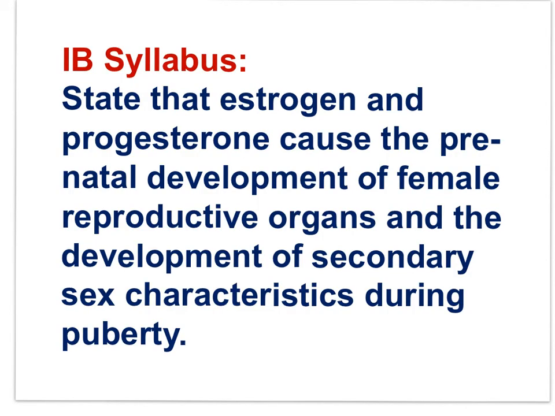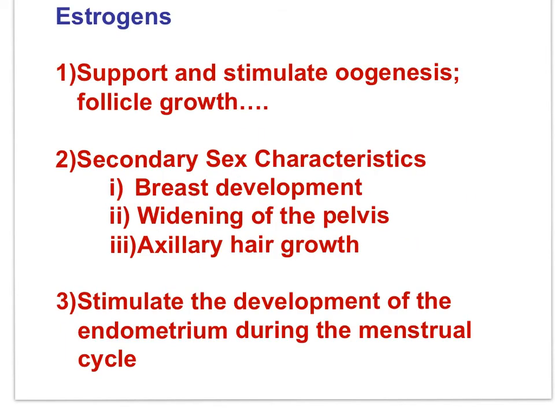Can you state that estrogen and progesterone cause the prenatal development of female reproductive organs and development of secondary sex characteristics during puberty? In fact, estrogen has 3 roles, 2 of which I've already mentioned, but the development of secondary sex characteristics must be added. The secondary sex characteristics are breast development, widening of the pelvis, and axillary hair growth.